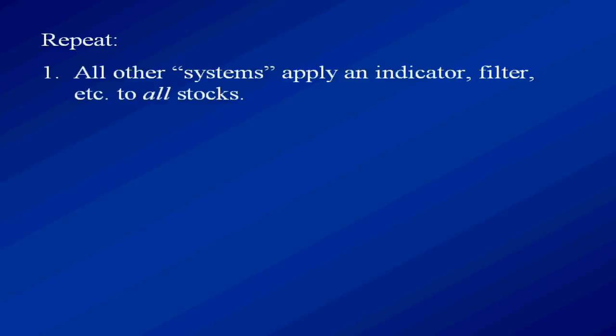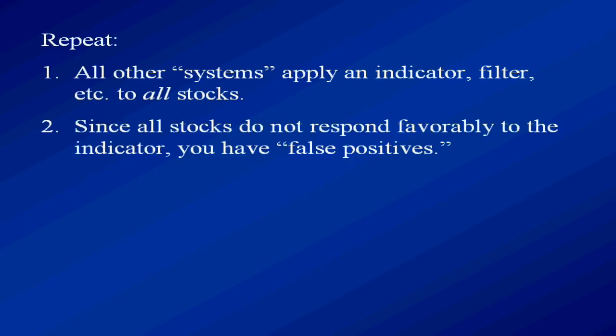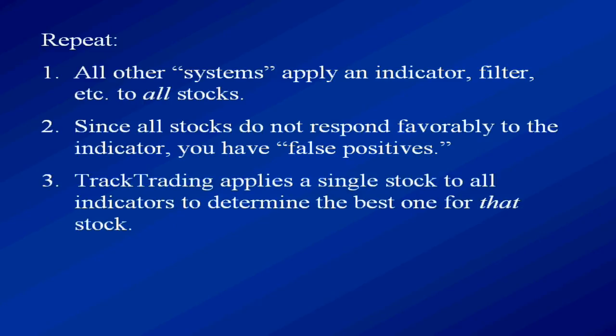I'm going to repeat this because it's so key. All other systems apply an indicator, filter, etc. to all stocks. That would be in back testing, forward testing, whatever. That's how they do it. Since all stocks do not respond favorably to the indicator, you have false positives. Track trading applies a single stock to all indicators to determine the best one for that stock.